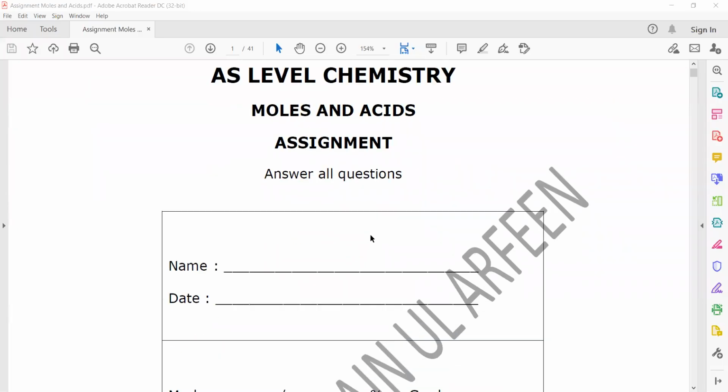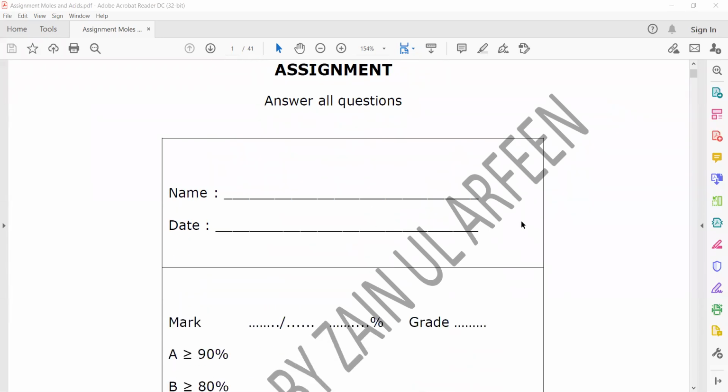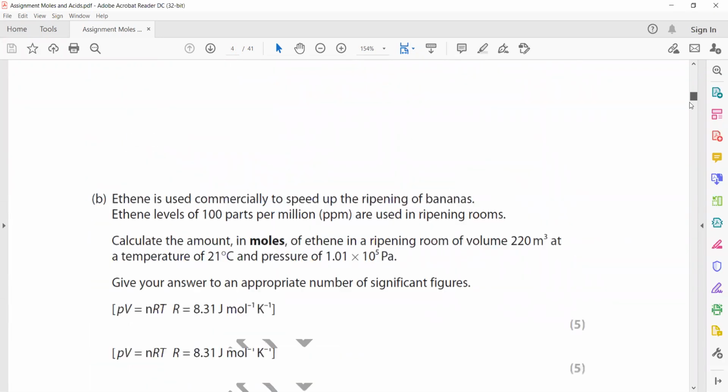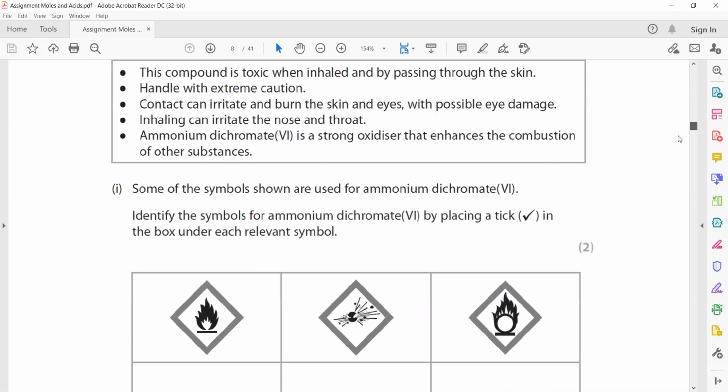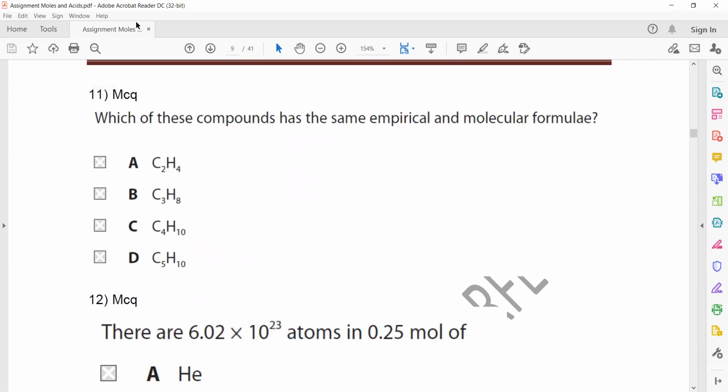So we'll do questions related to the topic moles and acid, from question 11 onward. First, question 11: which compound has the same molecular and empirical formula?